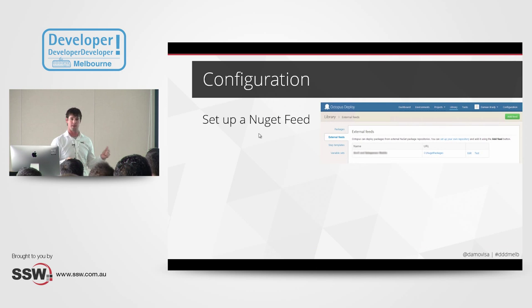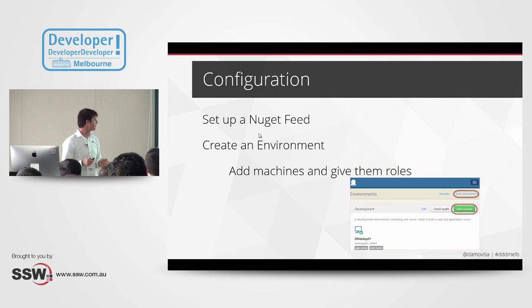To configure it, you'd set up a NuGet feed in Octopus. So I mentioned there's a NuGet feed that Octopus provides, so you can just set that up or just use the existing one. Here's an example of one being set up for just a file location. So you can dump these NuGet packages in a file location and it'll work like a NuGet feed.